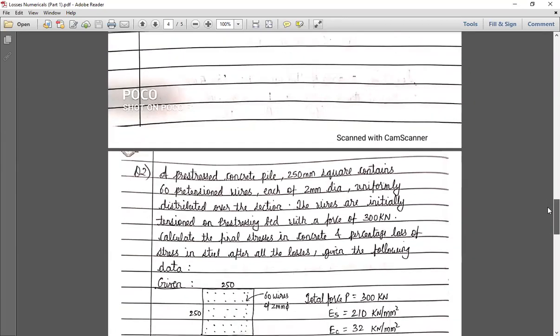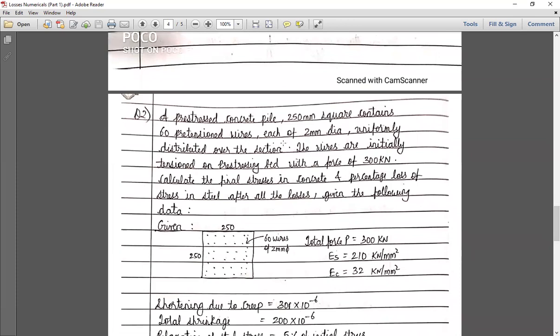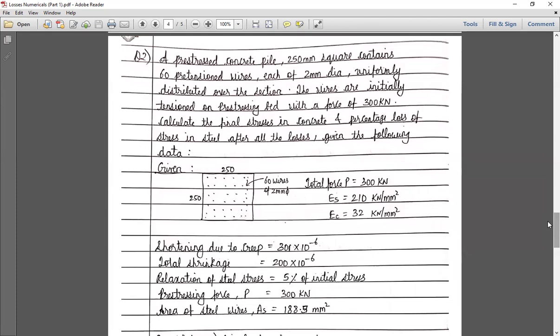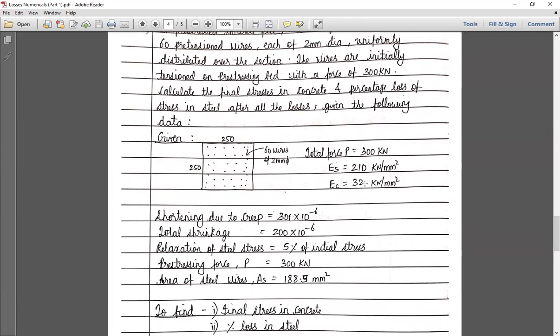So now first let us draw the figure. Here it is given a concrete pile of square section 250 mm, uniformly distributed with 60 wires of 2 mm diameter, and the total force is given to us as 300, and Es and Ec values are also given to us. If the Es value is not given, then you can assume it. The Ec value will be given to you. Again, this value is given in the question, so I have written it in the given format.